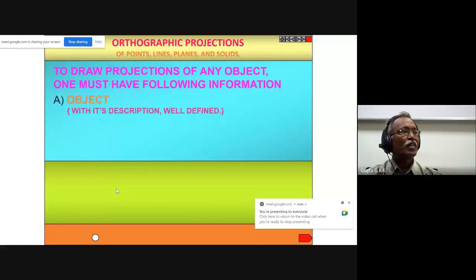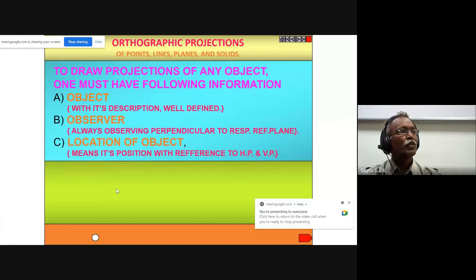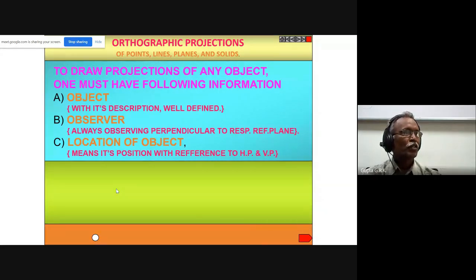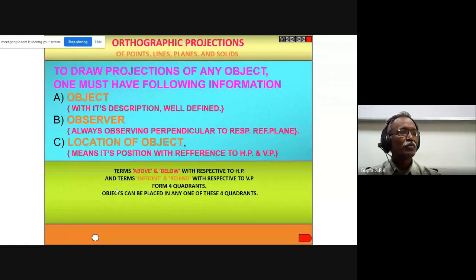Orthographic projection of points, lines, planes, and solids we are going to learn. To draw projections of any object, one must have the following information. There should be an object, there should be an observer, and there should be the location of the object. For the object, we have to give a well-defined description. The observer is always observing perpendicular to the respective reference plane, either the horizontal plane or the vertical plane. The location of the object means its position with respect to the horizontal plane and vertical plane. As I told, with respect to HP, above or below, and with respect to VP, in front of or behind. So it forms 4 quadrants. The object can be placed in any one of these 4 quadrants.